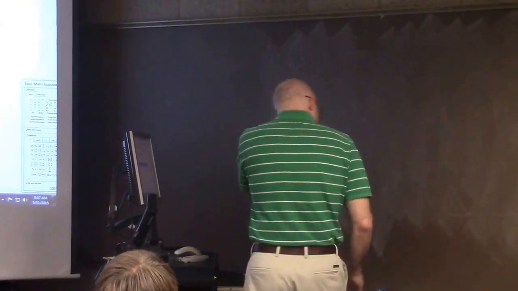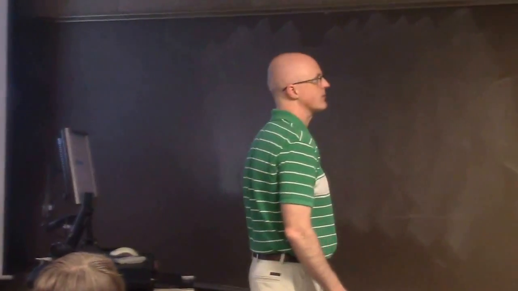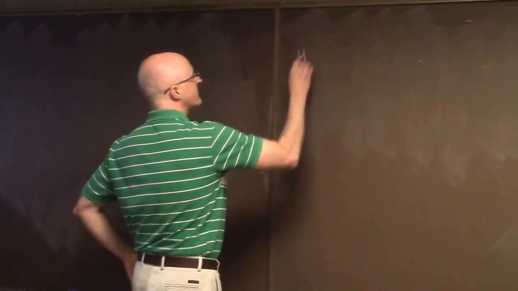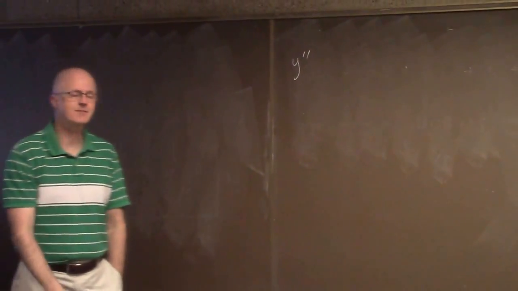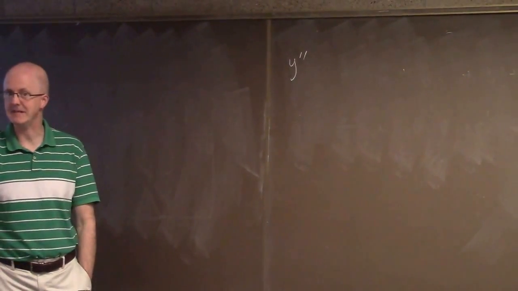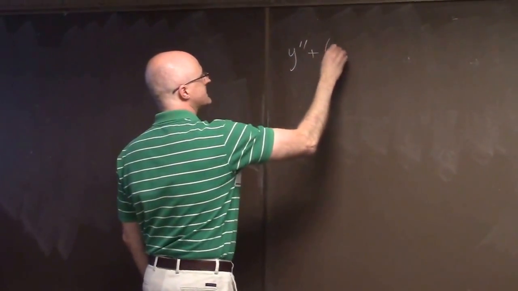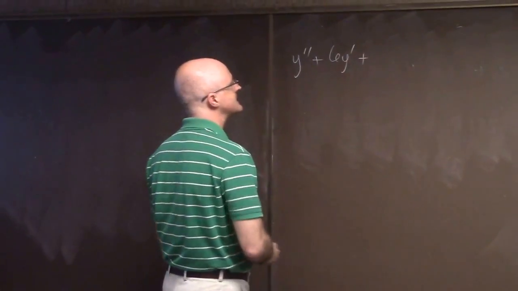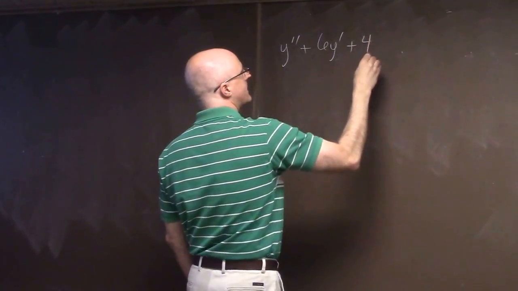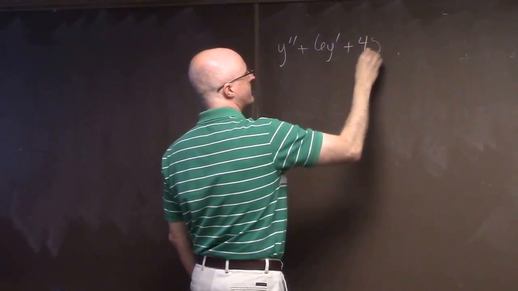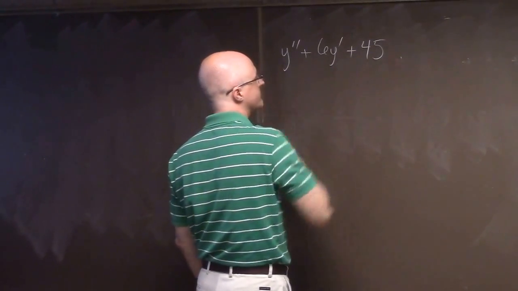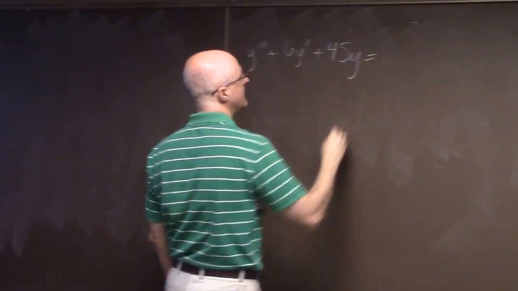All right, so let's see. What kind of second order forced equation can we consider? How about a forced harmonic oscillator? And let's make it be damped. Let's make it be y double prime plus 6y prime plus, I think it'll work out nicely if I make this be 45y.